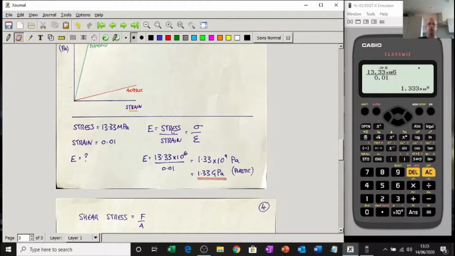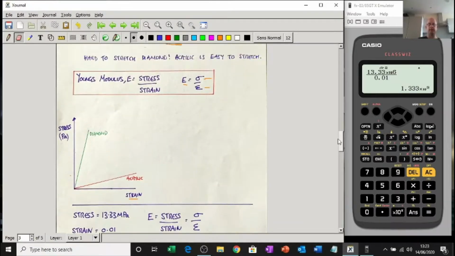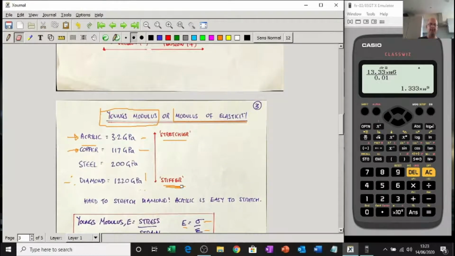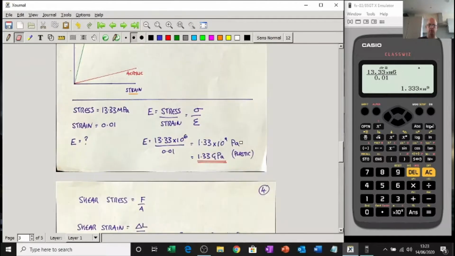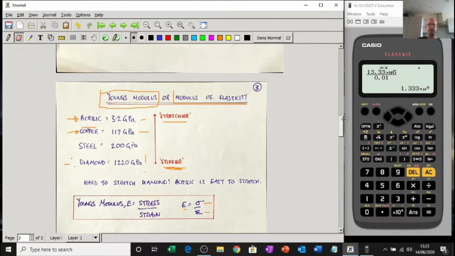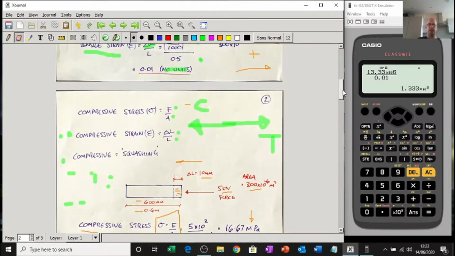Or you could work out, if you know how much stress you're applying to this material and you know the Young's modulus, the strain for failure. So Young's modulus is how stretchy something is. The higher the number, the stiffer or the less stretchy the material is. This has got quite a low Young's modulus, so it's quite stretchy. It's got a plastic material. So that's direct stress, that's compressive, and that's tensile stress.